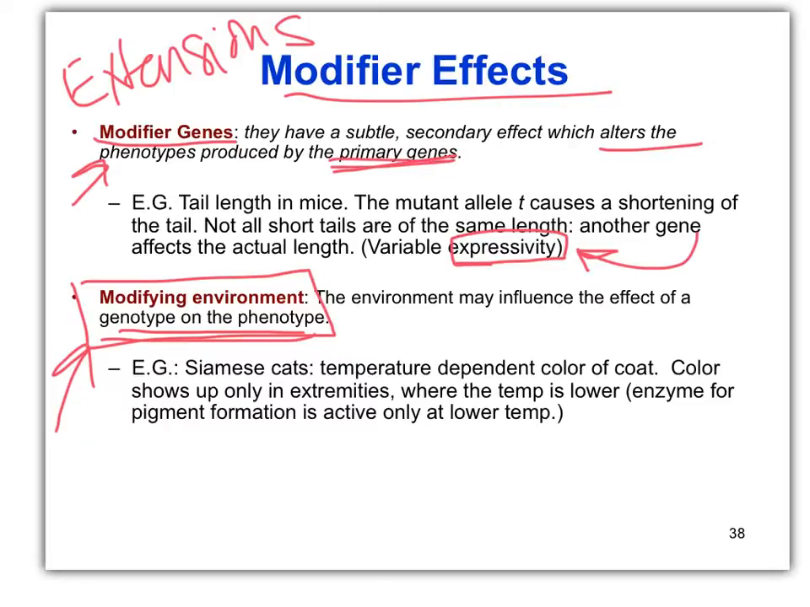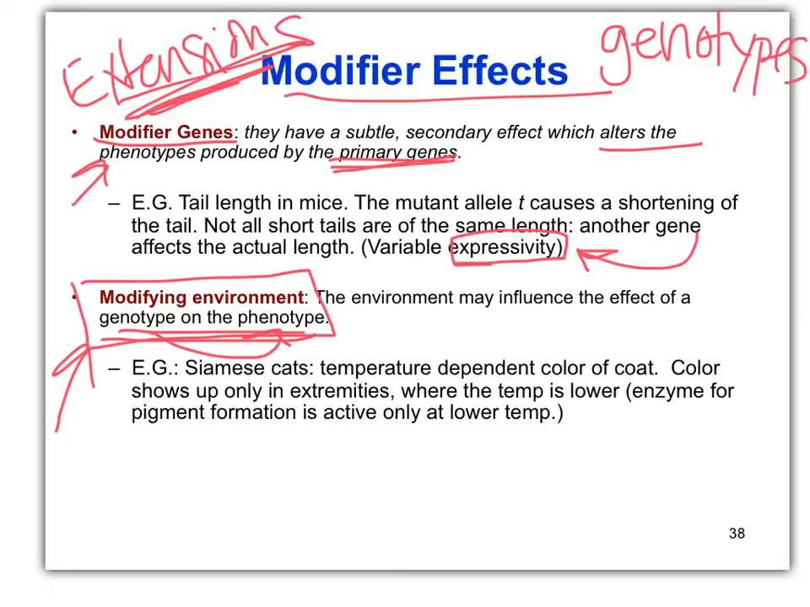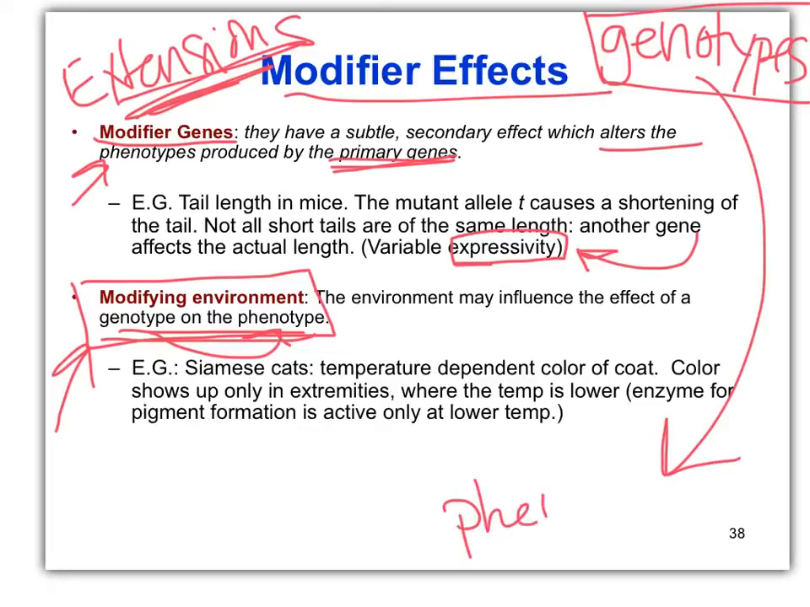So modifying environment is where the environment influences the effect of the genotype on the phenotype, right? All of these extensions are the same genotype. Genotypes never change. They are what they are. But the phenotype is what's variable. What we see is variable, or how it acts, or its manifestation of the gene. A really good example is Siamese cats, where it's a temperature-dependent color of the coat.